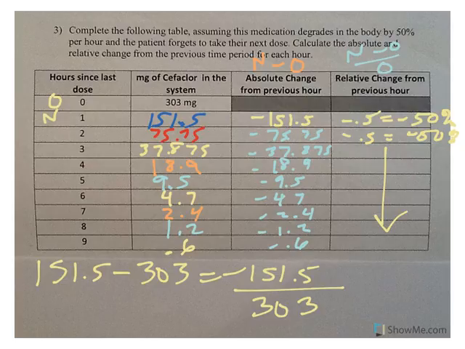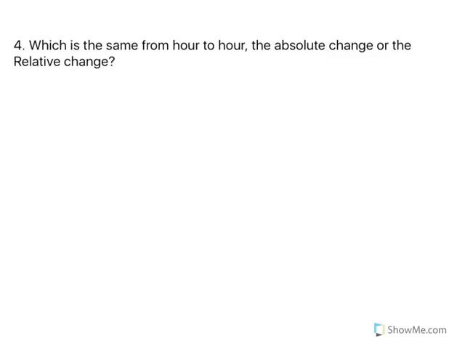But you'll notice that your absolute change for each of these is actually just the negative of how much is less in your system, and that makes sense. You cut it in half. And because we cut it in half, when you look at your relative change, for all of them it was a negative 0.5 or a negative 50%. For all of them, and that makes sense because, right, it's going down. So, which is the same from hour to hour? Relative change.